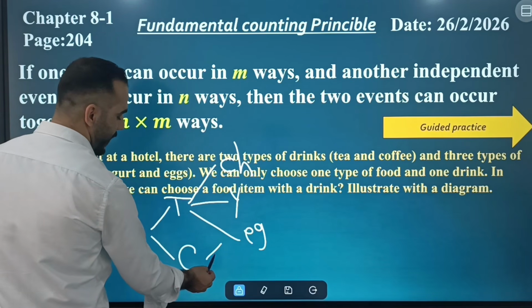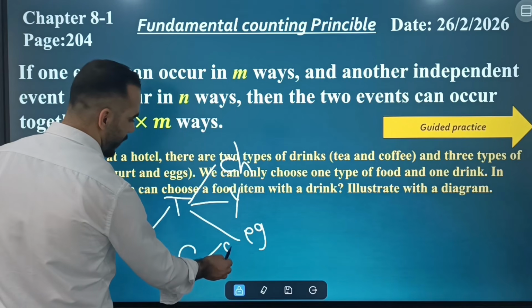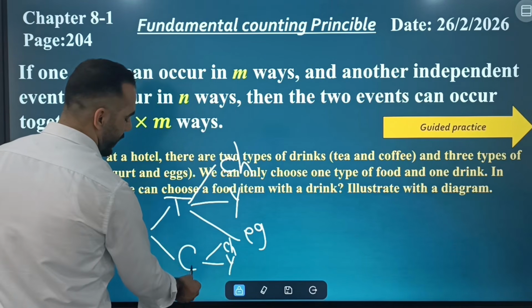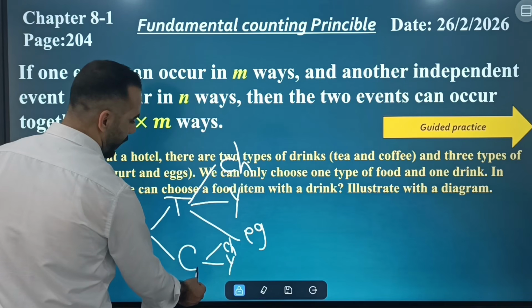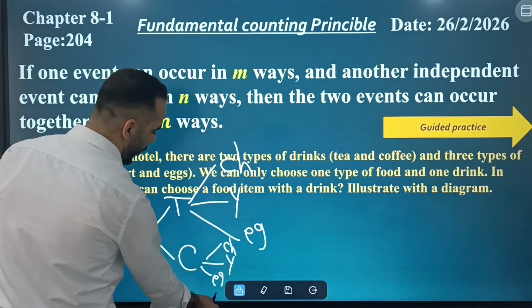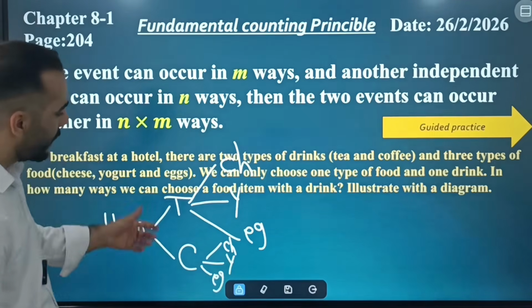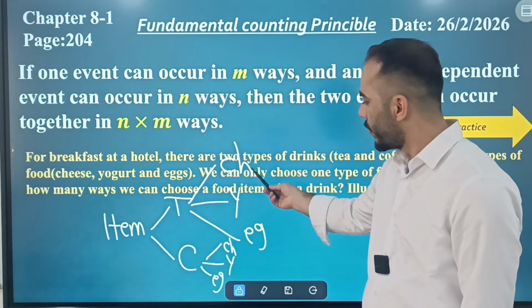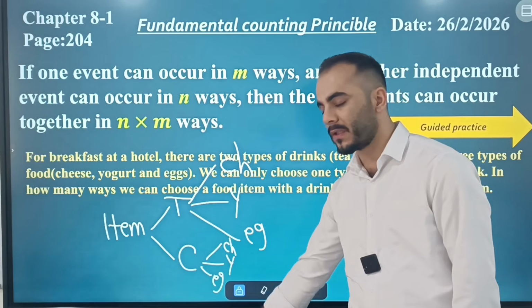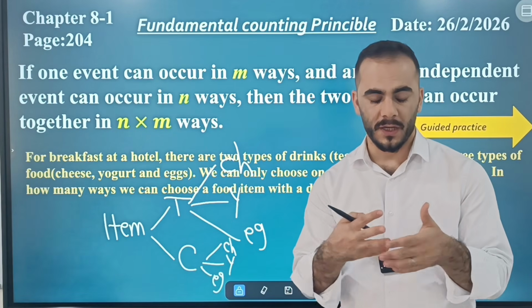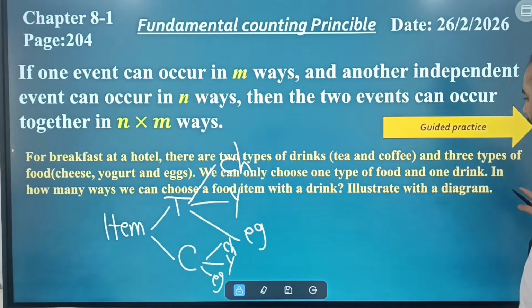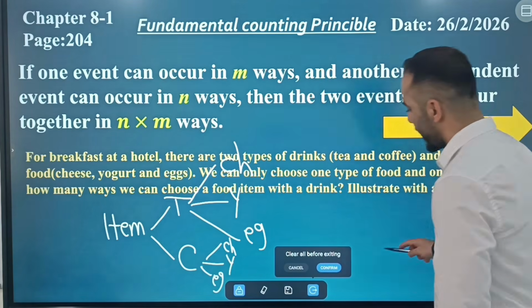So I can choose coffee with cheese. I can have coffee with yogurt, I can have coffee with egg. Coffee with egg doesn't make sense. Okay, these are the 6 choices that I have. 1, 2, 3, 4, 5, 6. 6 choices that I can choose. I can pick any of them. Okay, perfect. Let's move to the next example.